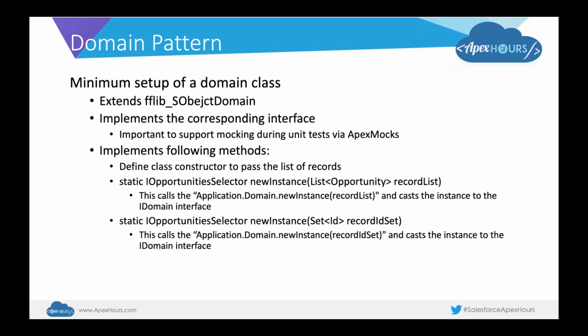And then for the domain class itself, you want to extend the SObject domain class. Again, implement the domain interface, and then implement the following methods. First of all, you'll define a class constructor to pass the records through, and that constructor passes the list of SObject records through. You'll define two static methods, both of them the new instance method, and basically it's either the list of SObject or the IDs. And so they basically reach out again to this application factory, which we'll talk about a little bit more, and just allows you to set up the domain class in a very consistent manner.